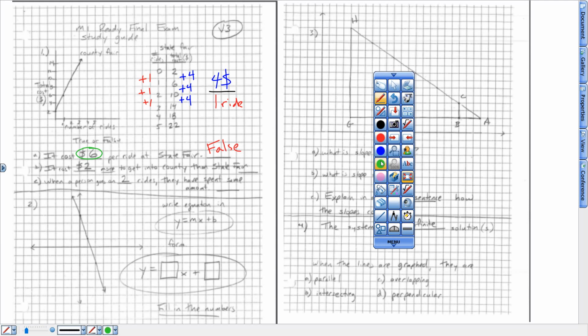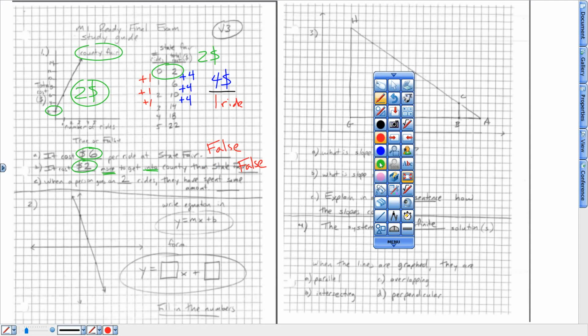It cost $2 more to get into the county fair. So here we go. To get into the county fair, that's this number right here. $2 to get into the county fair. If I look at this number up here, this is $2. Since that's not a true statement, $2 more, that's not true. That's false. So I'm going to put false right here.